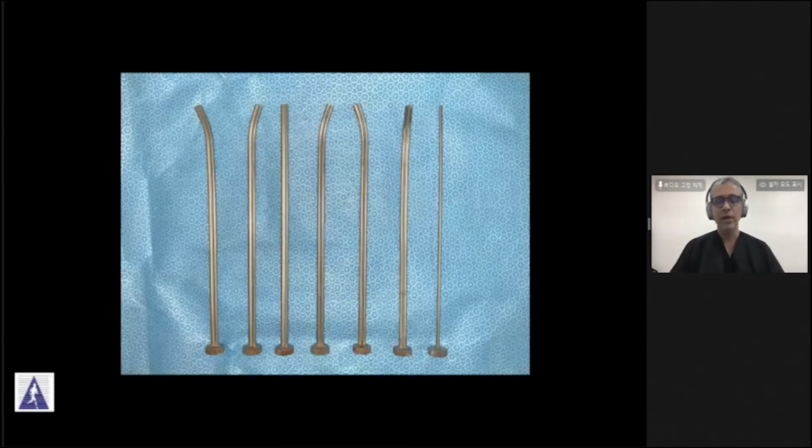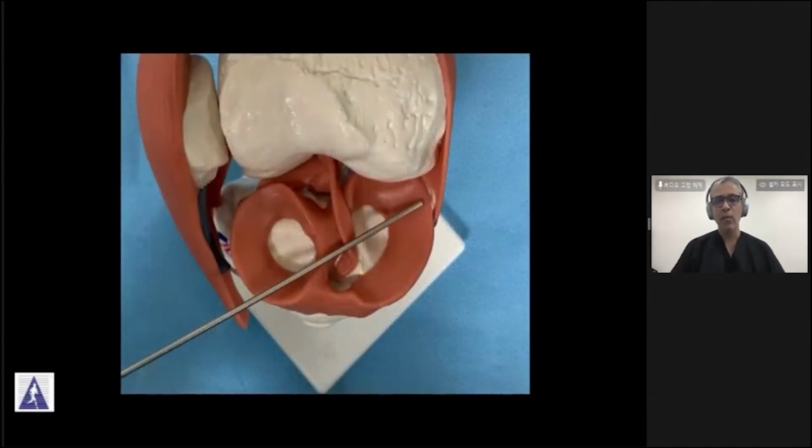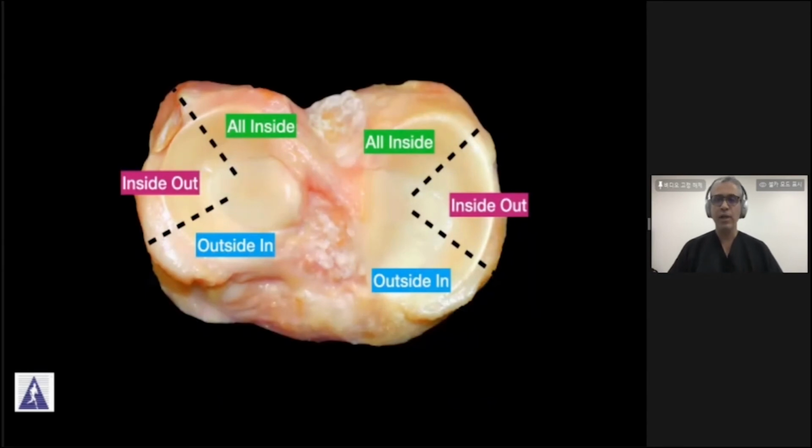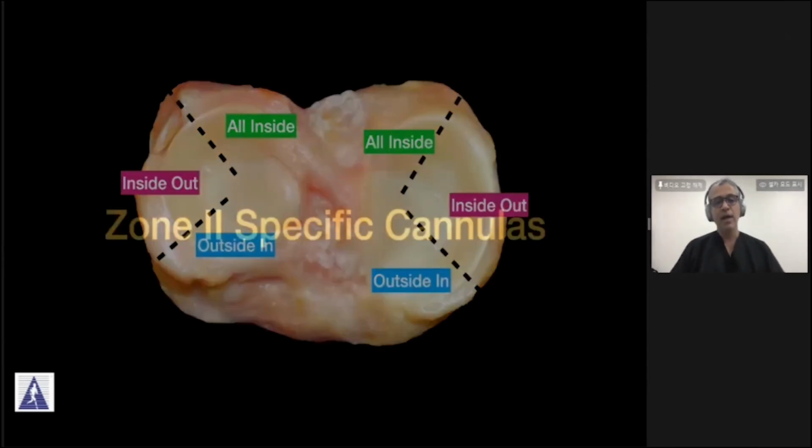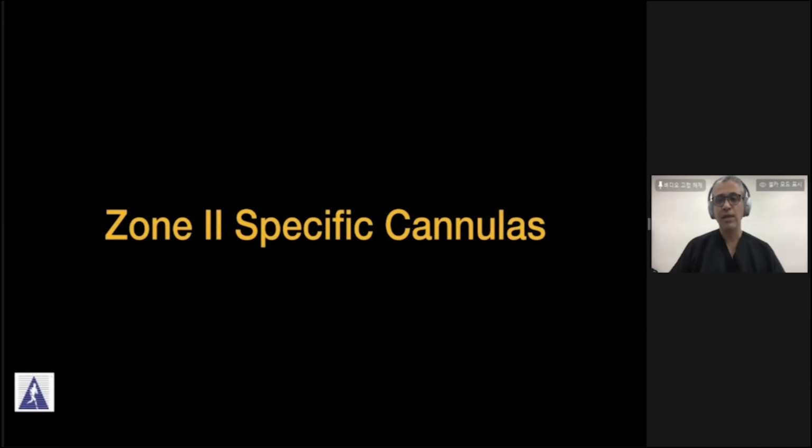However, they do have a problem because they will allow you to go in only one direction, and this has limited your capacity to use the inside out system to a small area of the meniscal repairable tissue. What we want to do is to expand the indications, or the zone, for which we can use the inside out system. And for that very purpose, I think the Zone 2 specific cannulas become extremely useful.